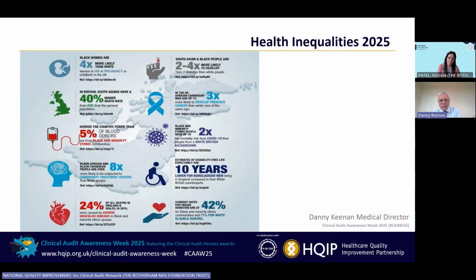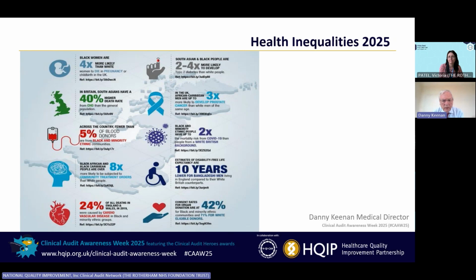The life expectancy, at the very bottom, the one with 10 years on it. So that is Bangladeshi men. Disability-free life expectancy is 10 years lower. We're not talking about these men in Bangladesh. We're talking about these men in the British Isles. That's a very stark thing. So these started off with COVID, bringing our attention to focus on this problem, and here we are. We're finding it everywhere, and that's going to be the theme here.